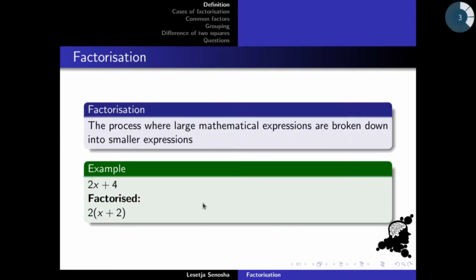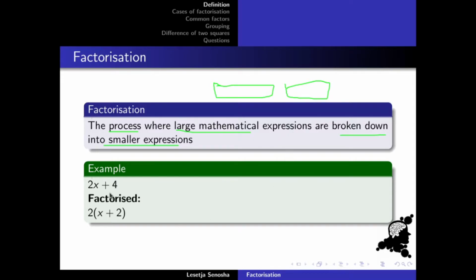Now, what is factorization? Factorization basically is just a process where large mathematical expressions are broken down into smaller compounded expressions. Now, what does that mean? It means that if you get a large mathematical expression, to represent it in a more compounded manner, we're just going to factorize it, and it's going to be a small compounded mathematical expression.